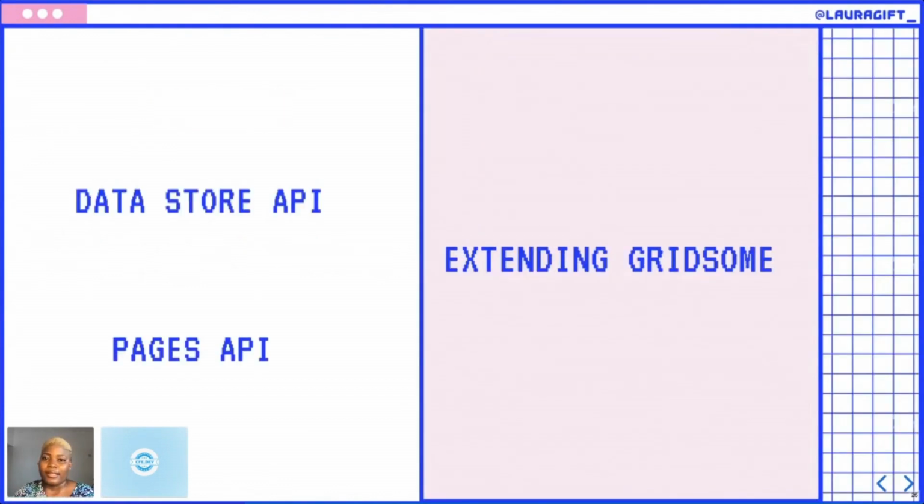Now, I hope that showed you a little bit of what you can do with Gridsome. There is actually more, but that is just an introduction to what you can do with Gridsome. Now, there's also a wide range of things you can do with Gridsome. Gridsome gives you the ability to extend your website with the built-in APIs that are available. I actually have two favorite ones that I like, so let's take a look at them. The first one is the Data Store API. And the second one, obviously, is the Pages API. So let's see how this works.